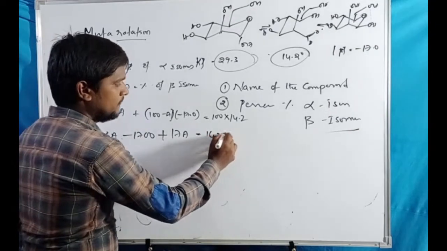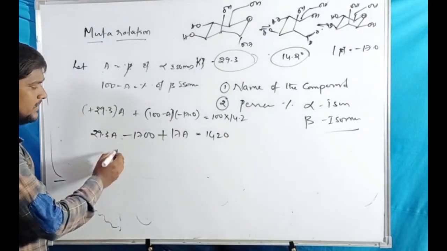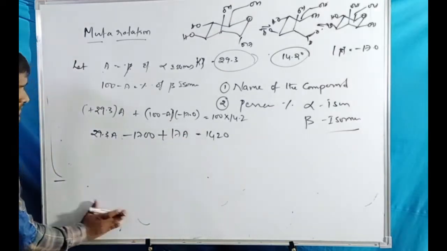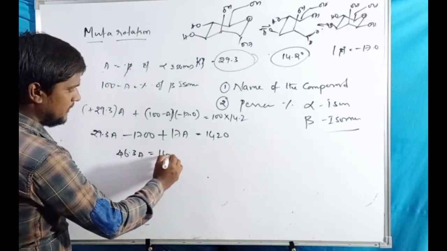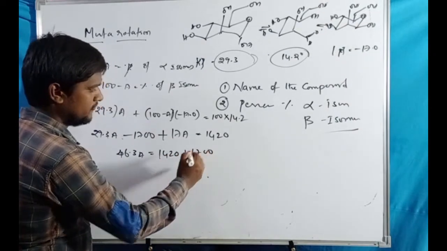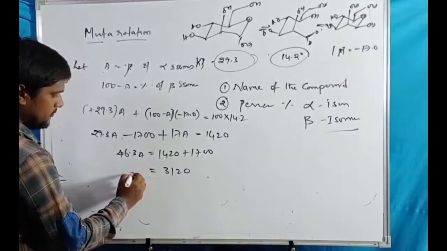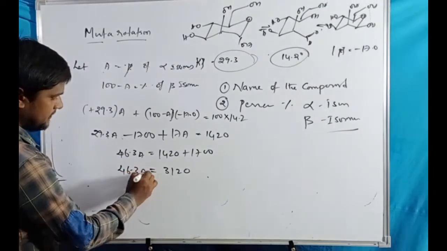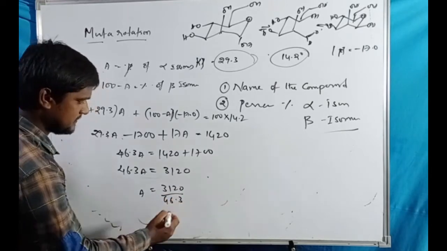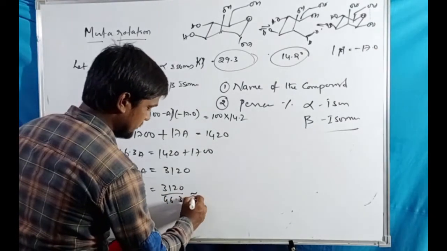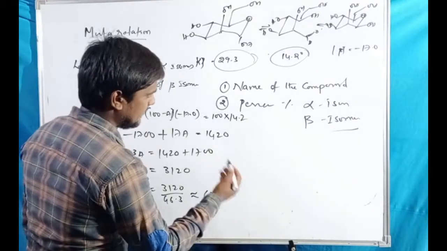1420. Now 29.3 A plus 17 A, that is 46.3 A, is equal to 1420 plus 1700, which is equal to 3120. So A is equal to 3120 by 46.3, which is approximately equal to 67.38. A is the alpha isomer.